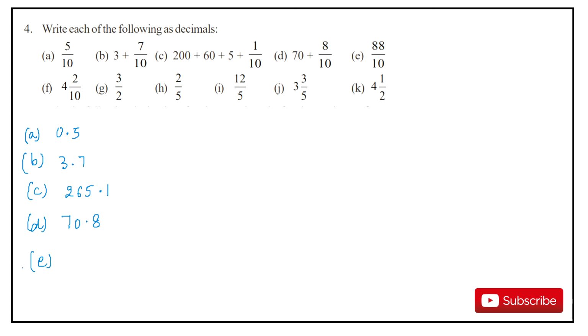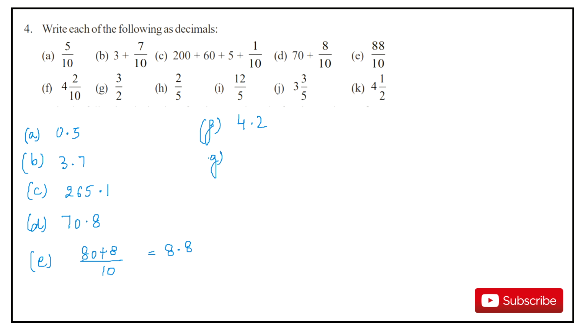Now 88 upon 10 can be written as 80 plus 8 upon 10. We can also write it as 8.8 because if we separate it, 80 upon 10 plus 8 upon 10, so 8 upon 10 becomes 0.8. Right. Coming to the F part, 4 2 by 10. So 4 is a whole number, 4.2.